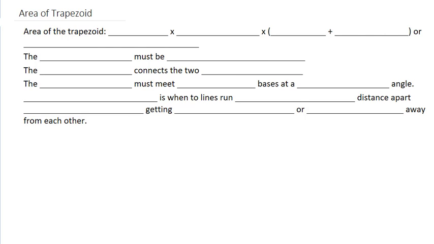Area of a trapezoid. The area of the trapezoid is equal to 1/2 times the height times the top and bottom, or 1/2 times h times a plus b.